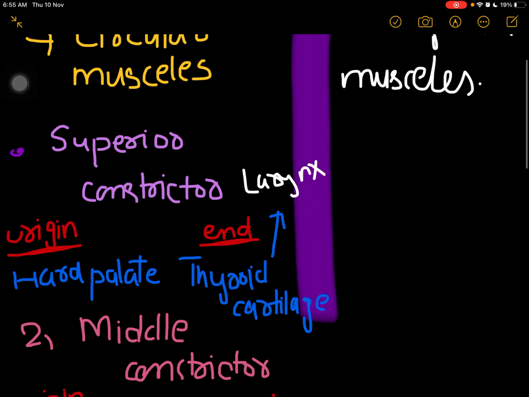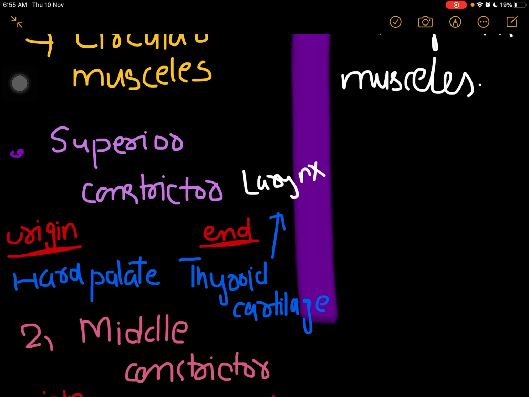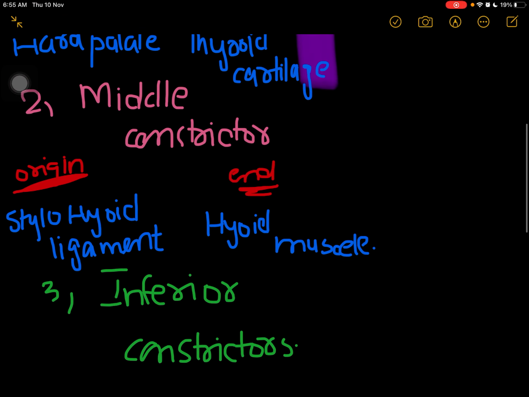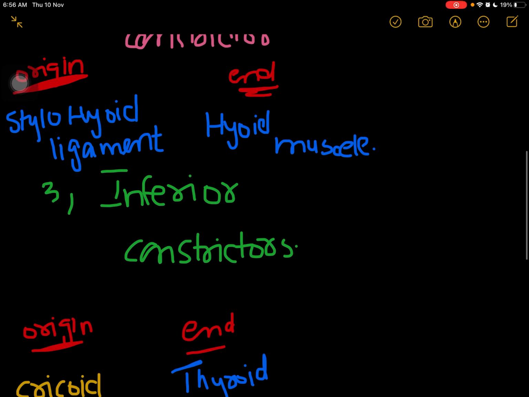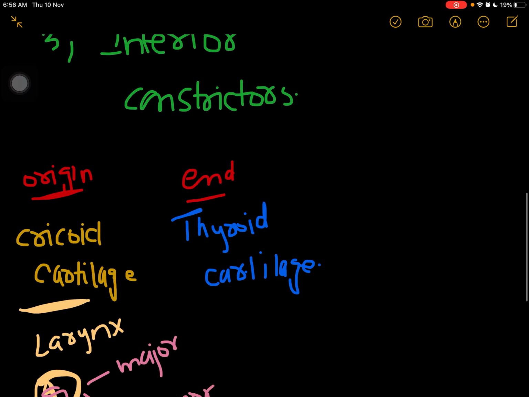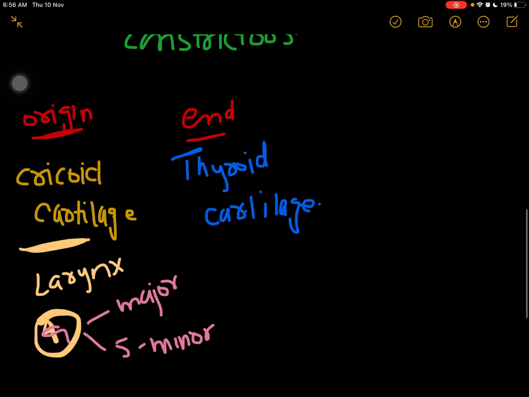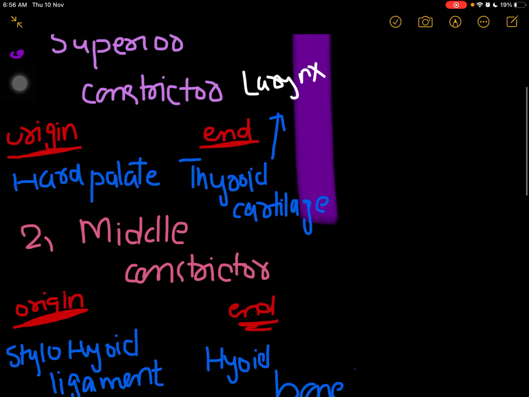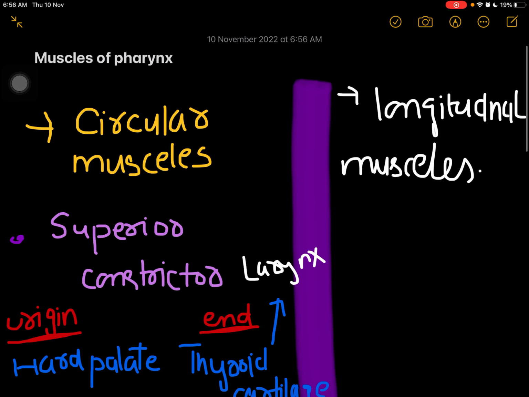So as you can see over here, the superior constrictor starts from the hard palate and ends at the thyroid cartilage. The middle constrictor starts from the stylohyoid ligament to the hyoid bone. Over here it's not muscle, it's bone basically. And the inferior constrictor starts from the cricoid cartilage to the thyroid cartilage. Right, now let's talk about the longitudinal muscles.